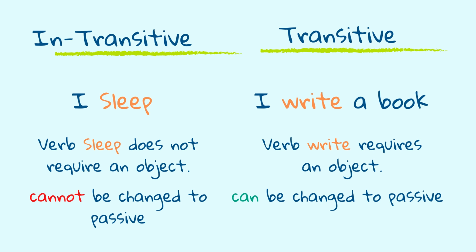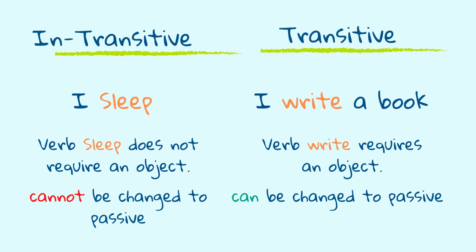Let's see the example. I sleep. The verb sleep does not require an object. You don't need to put anything here. You cannot say "I sleep something." No, you cannot. So sleep is intransitive, and that's why it cannot be changed to passive.